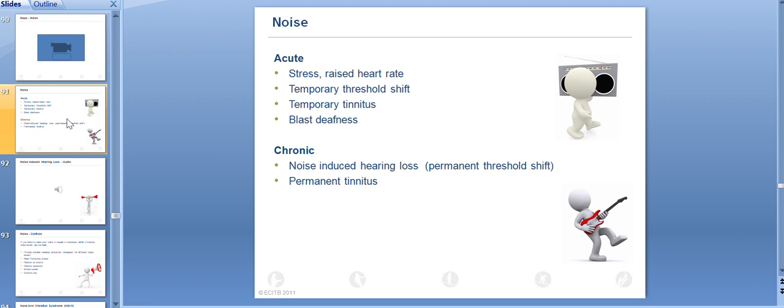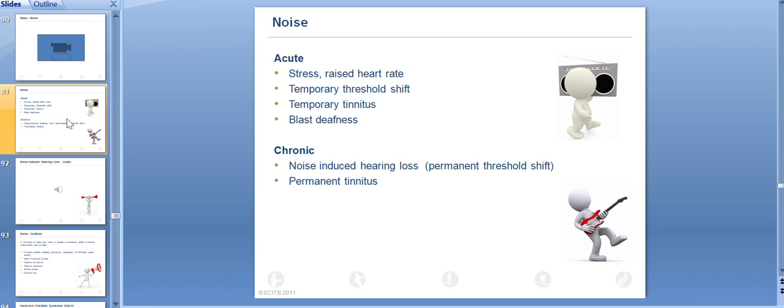Acute stress raises the heart rate. These are the noise hazards: temporary threshold shift, temporary tinnitus, and blast injuries. Chronic noise exposure can include hearing loss, or permanent threshold shift or permanent tinnitus. So what exactly do we have to do about noise? We have to use proper earmuffs and earplugs, and reduce the noise as much as we can.